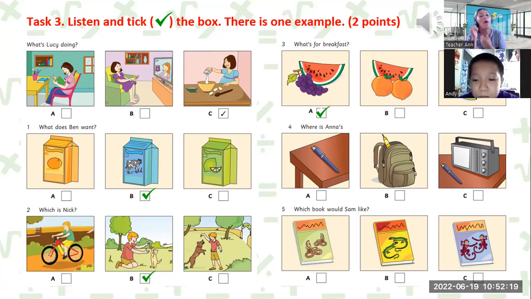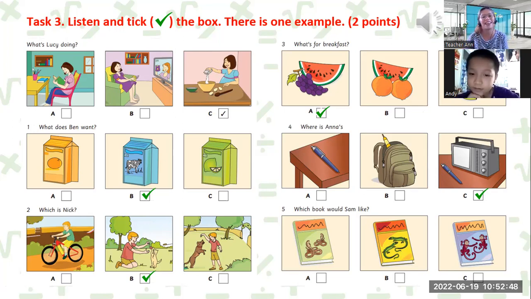Okay. Now, where is Anna's pen? C. Okay, letter C. Anna's pen is on the radio. Okay, four correct answers, Andy. Very good. Great job. Okay, five.